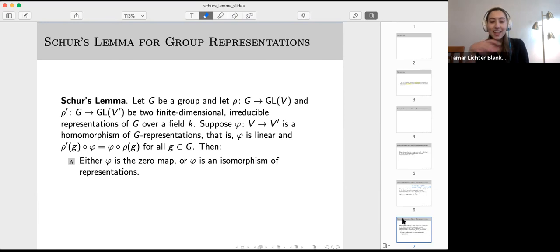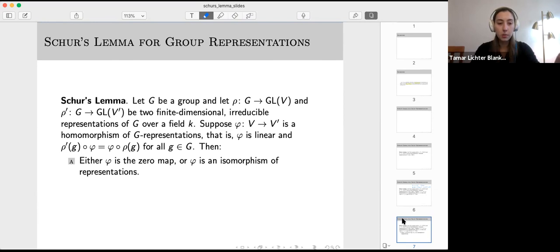I think it's possible that everyone here has seen this already, and you're like, okay, right, it's either zero or an isomorphism. But when I first heard of this, it seemed pretty surprising. These are irreducible representations, but when you try to take the maps between them, they all are this very plain thing. There are just isomorphisms. So that's part A, and that is actually what I'm going to be emphasizing later in the talk.